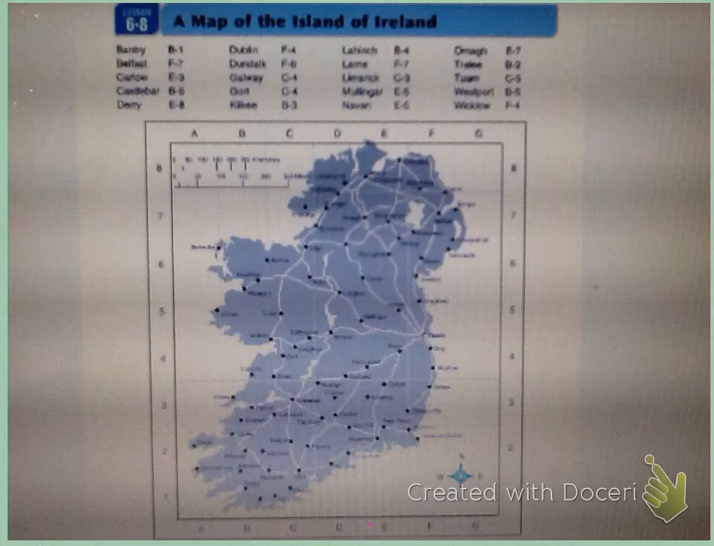So basically what you need to remember anytime you are given ordered pairs or letter number pairs, you're going to go to the bottom first, and you're going to go over and then up. Okay, so you're going to go over to the letter first, then up to the number. Same thing if we had just two numbers there. We would go over to the first number, up to the second number to find our coordinate.